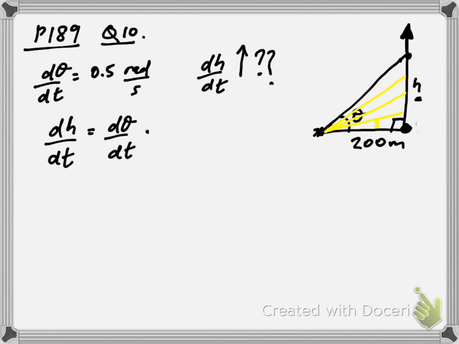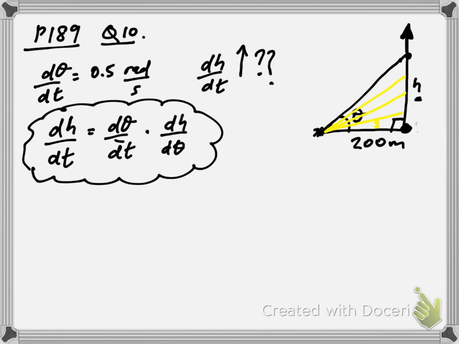We need to get rid of the theta, so there'll be d theta, we need a dh on top, and that makes our equation. So that's our chain rule that we are going to use to solve this question. Cool. So we already know d theta over dt, which is 0.5. So we need to find dh over d theta, or d theta over dh, and we can flip it.